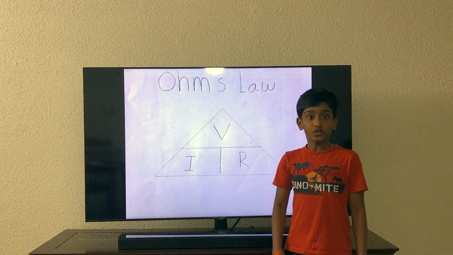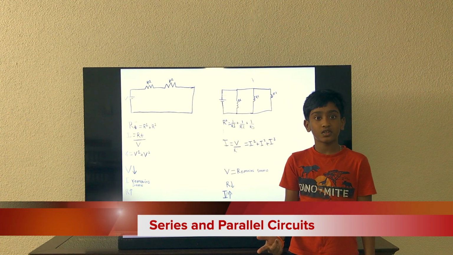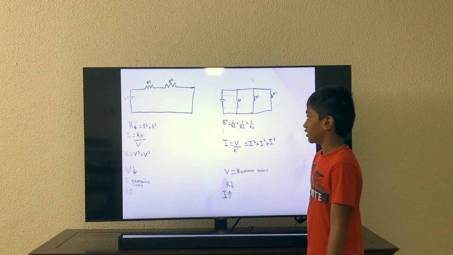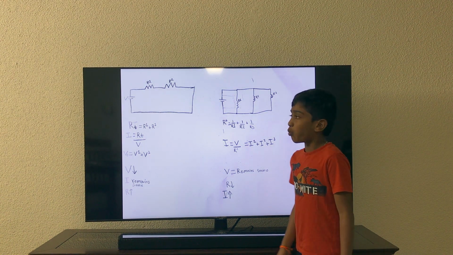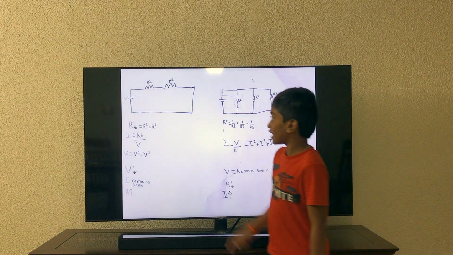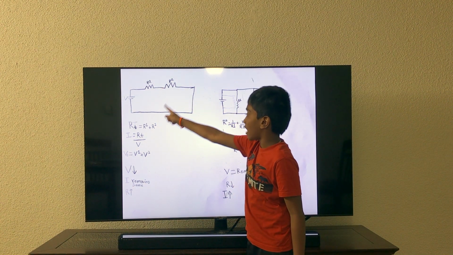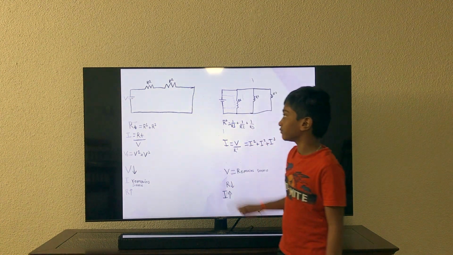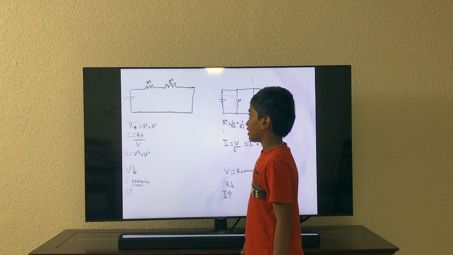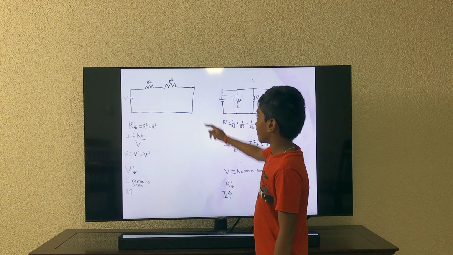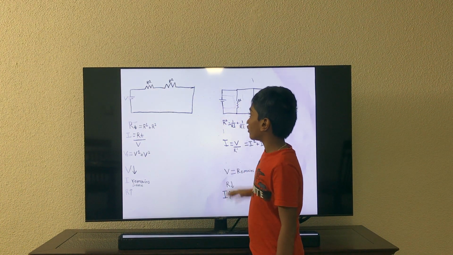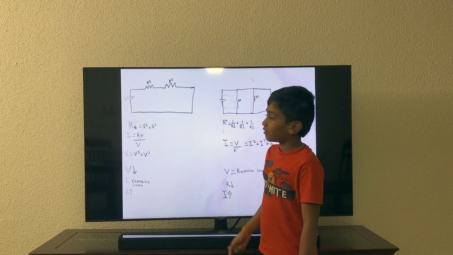Now let's go on to two types of circuits, series circuits and parallel circuits. First, let's look at series circuits. In a series circuit, one component's output will be the other's input. So what I mean by that is this component's output will be the input for this component. Series circuits are used in Christmas lights. In a series circuit, if you take one component off, the whole circuit becomes an open circuit.